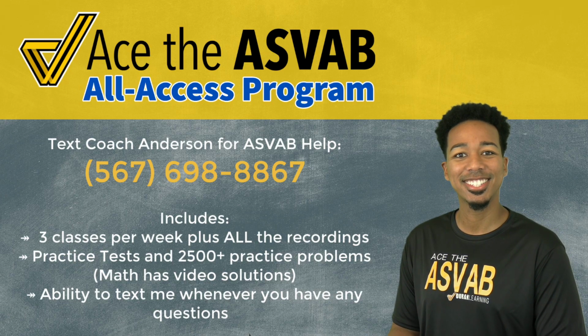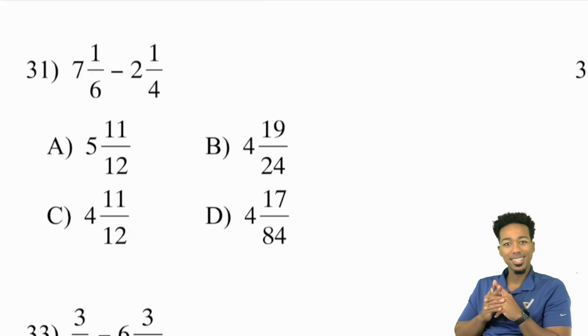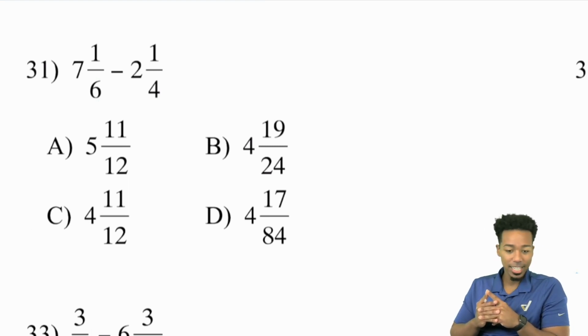So we have 7 1/6 minus 2 1/4. How do we handle that, right? That seems insane. Well, here's the thing.